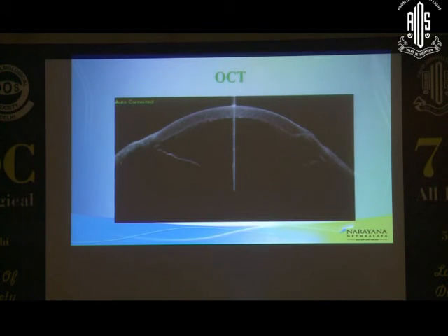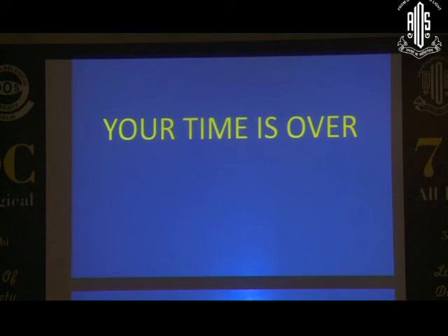This is the OCT picture of it. And this being a manual Descemet's stripping endothelial keratoplasty, you can see the slight disparity in the thickness of the posterior stroma. Despite that, it gives wonderful results.